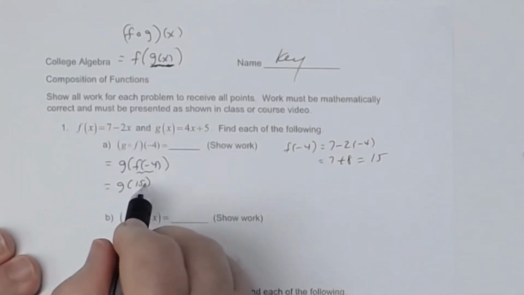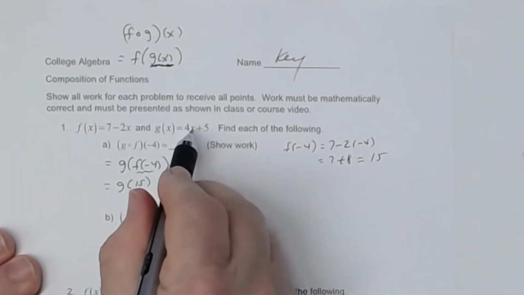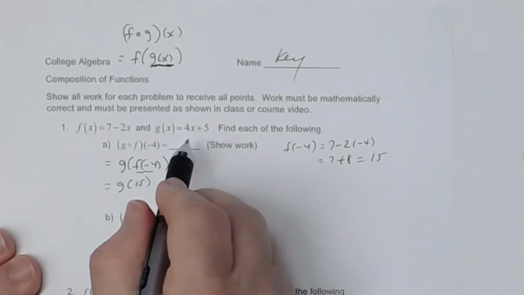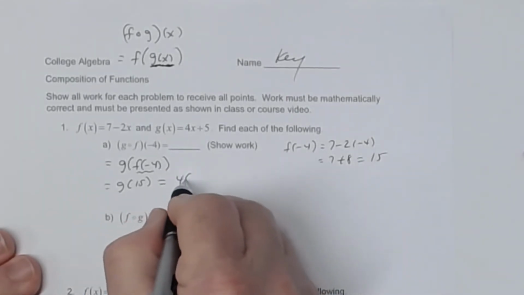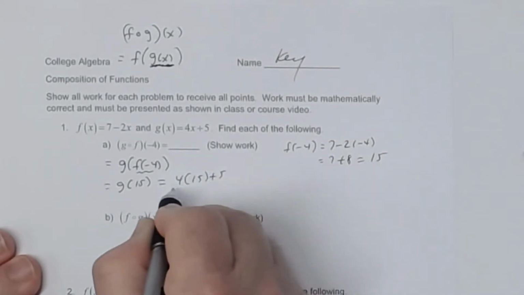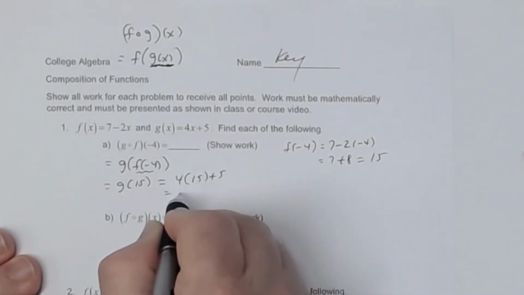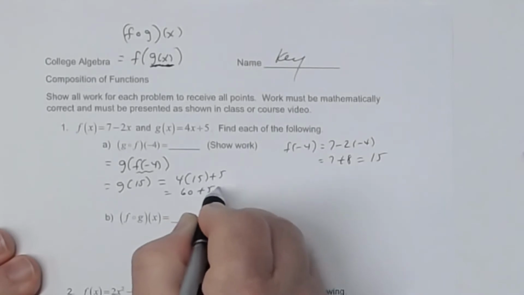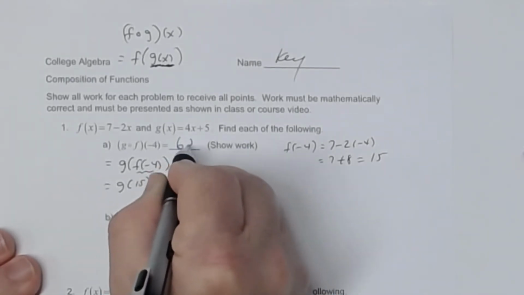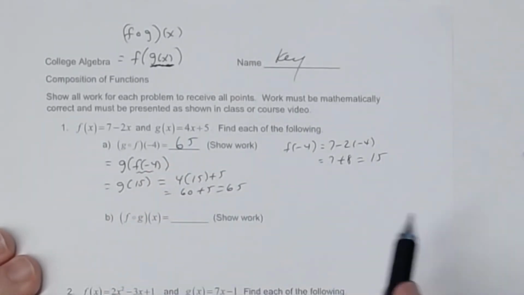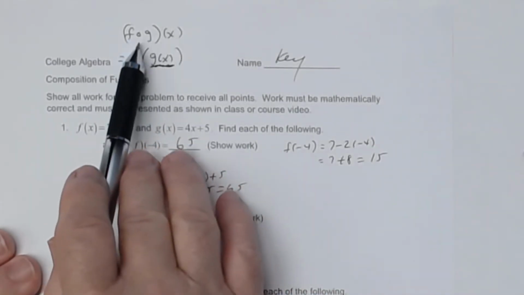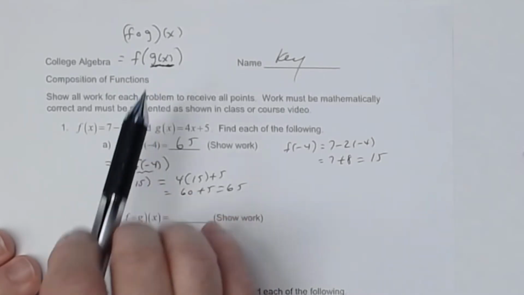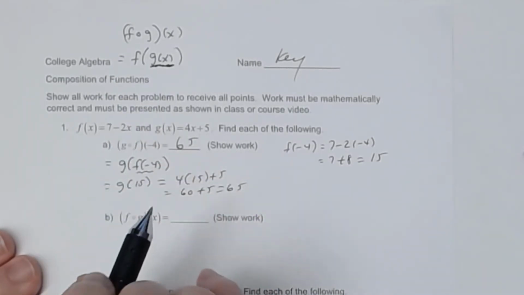And then finally, to find g of 15, I go to my function g this time, and where we see the variable x, I substitute 15. So that's going to be equal to 4 times 15 plus 5. 4 times 15 is 60. 60 plus 5 is 65. And that goes here. Notice the steps that you have to go through, and notice the notation. You have to know by definition what composition meant and how to write it.